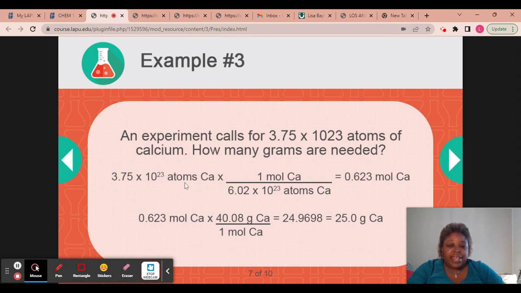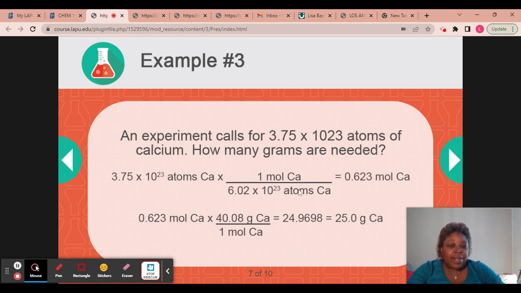All right. So now we could go from atoms to moles and then moles to grams. This is a two-step problem. It says an experiment calls for 3.75 times 10 to the 23rd atoms of calcium. We want to know how many grams are needed. So we start with 3.75 times 10 to the 23rd atoms. That's given, so that's what we're going to start with.